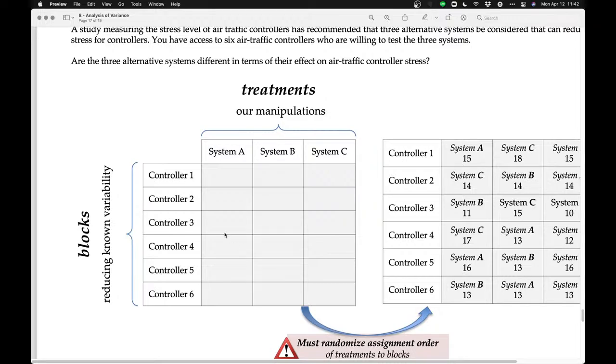Well, we're not interested in understanding which controller is better or worse. We want to know which system is better or worse. Okay? And because we want to know which system is better or worse, we just call the controllers blocks. Meaning we know that there'll be some variability introduced because we have different controllers. They're not all the same people. So we just want to take that into account, but that is not our major outcome of interest. What we're interested in is these 3 systems. So we call these systems the treatments, and we call the controllers, in this case, blocks. All right?